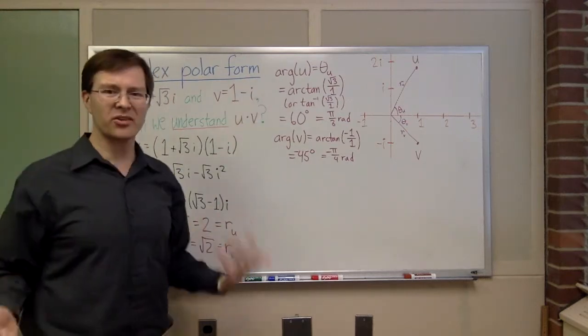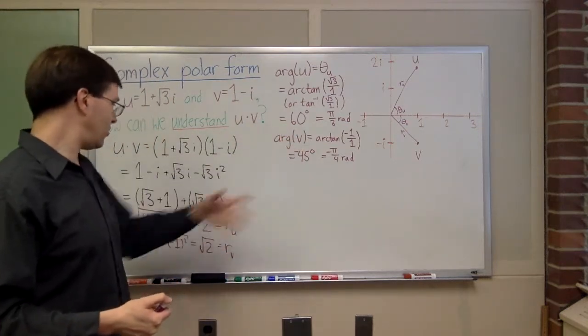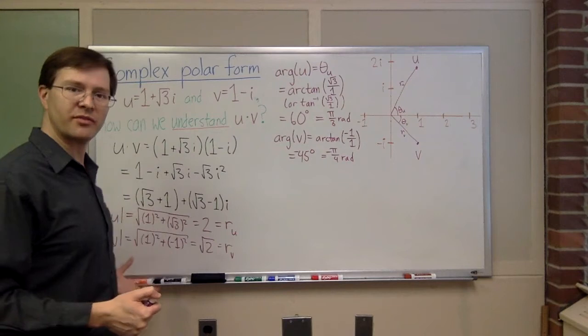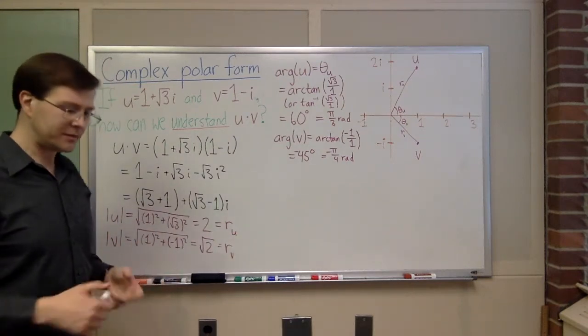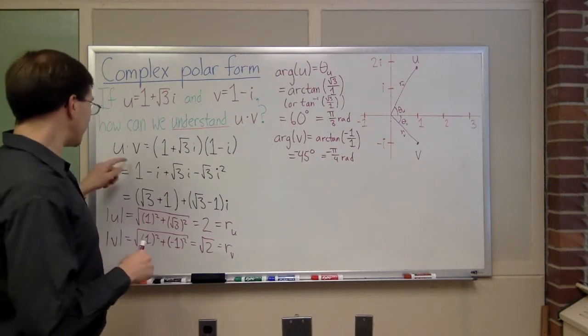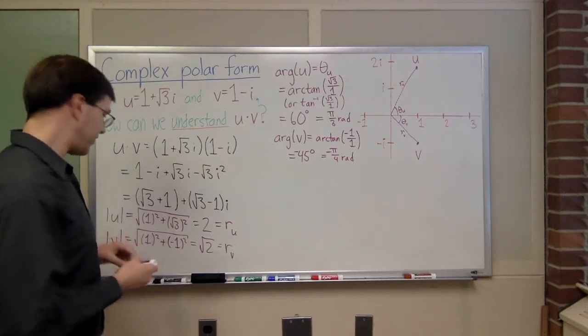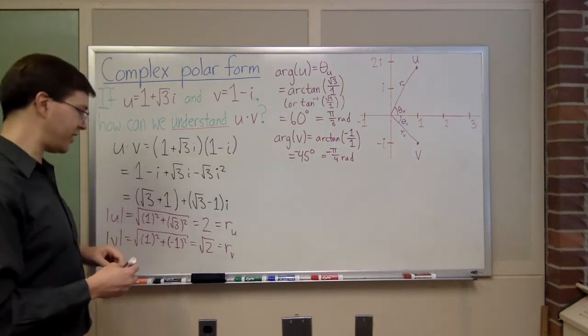So okay, we know how to calculate these, the angle and the radius, the angle and the absolute value, the magnitude. But why is this important? Why is that useful to me? Well, here's the fun part. Let's do the same thing for u plus v. Let's do the same thing for this u plus v thing.